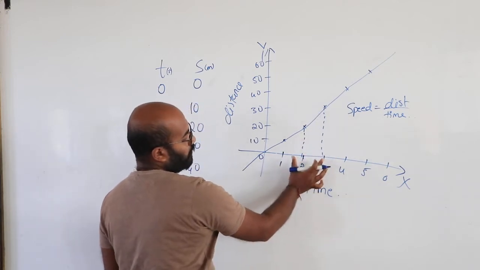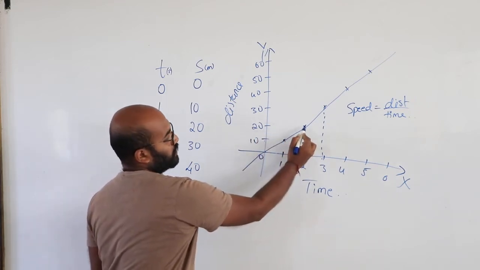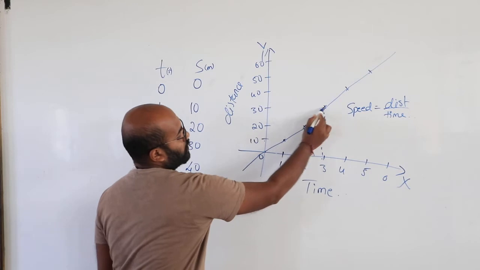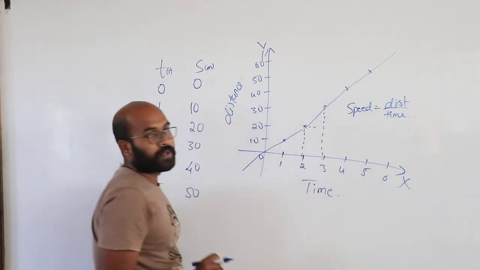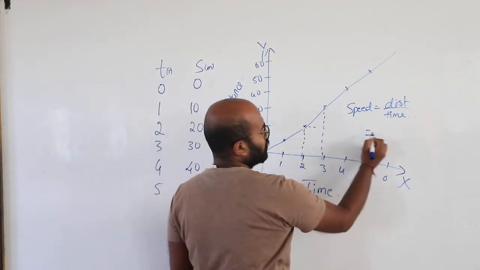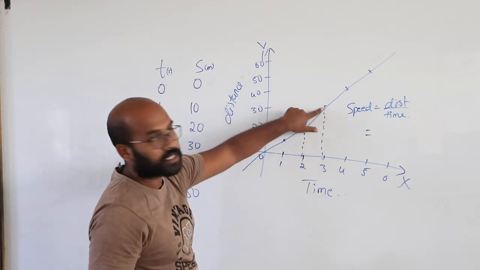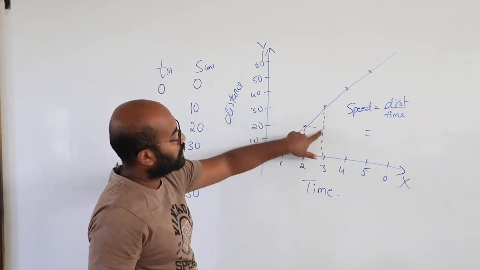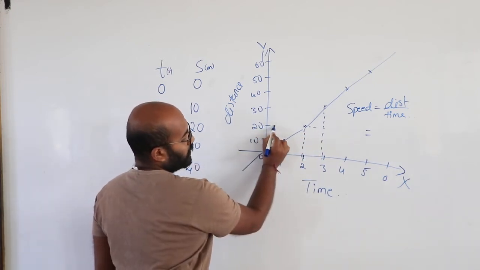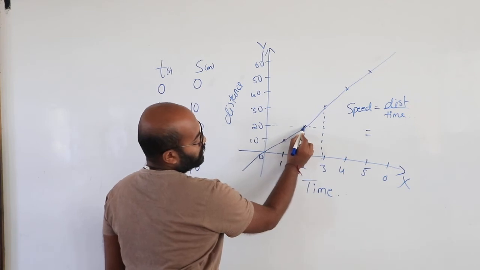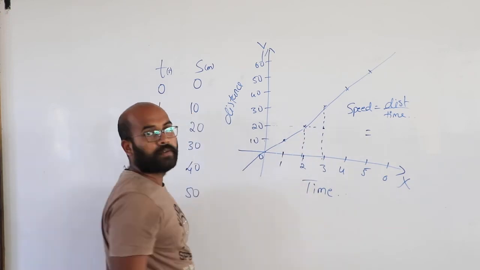I need to find from 2 seconds to 3 seconds. So similarly, this part is the distance and this part is the time. If you want to calculate this, this corresponds to 30. Similarly, this corresponds to 20, because 20 is here. If I draw a line, it passes through 20. Similarly, this is a straight line, so even this will be 20.